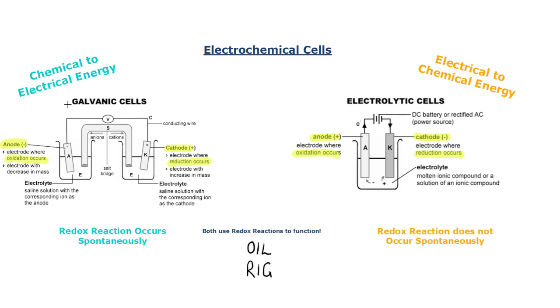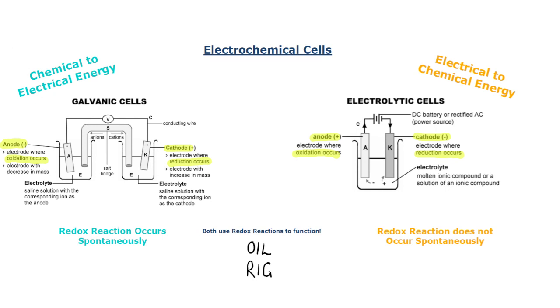But on the galvanic cell, it's different because the chemical reaction is the driving force here. It's not being driven by a DC battery. The chemical reaction here is oxidation, and so it's pushing electrons. It's losing electrons to this anode over here. And so that anode now becomes negatively charged because it's gaining electrons.